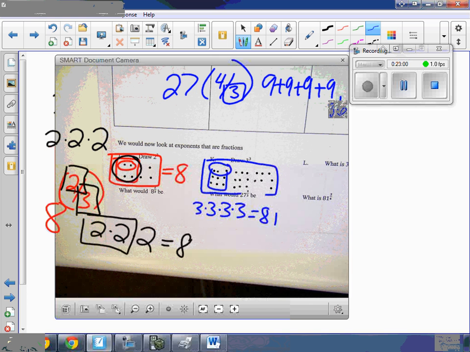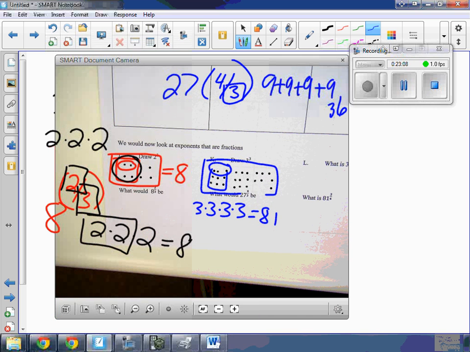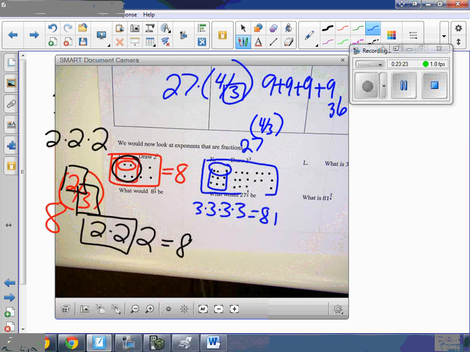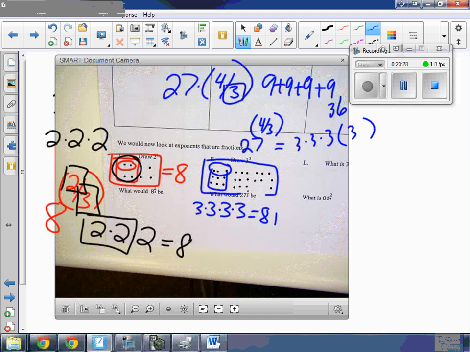So there's a huge difference between multiplying by a fraction and raising to a fraction. If you multiply by a fraction, you're breaking it into addition. If you raise to a fraction, you're breaking it into multiplication. This one is 27 times 4/3, and this one is 27 raised to the 4/3. So this one is 3 times 3 times 3 with an extra 3. But this one is 9 plus 9 plus 9 with an extra 9. So that's the difference between multiplication and addition.